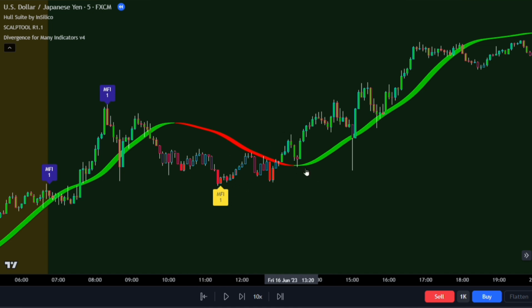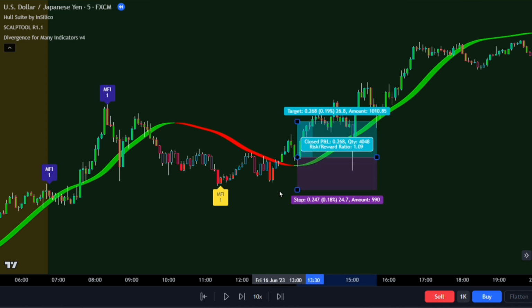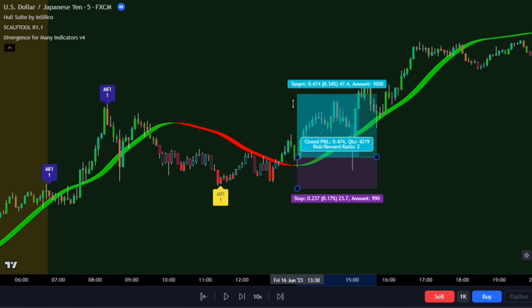So this entry is confirmed for a long position. The stop loss is at the low of the recent swing low, and take profit is at 2 times the risk. We can see the profits were closed at this point.